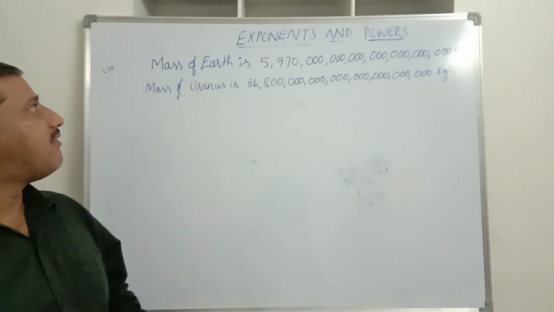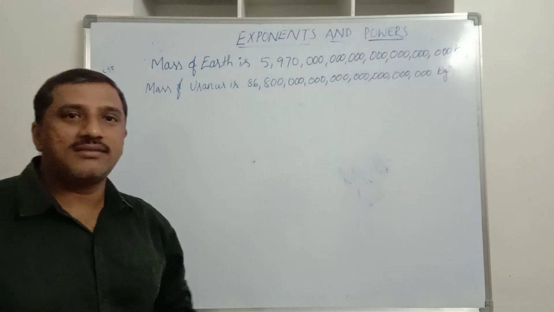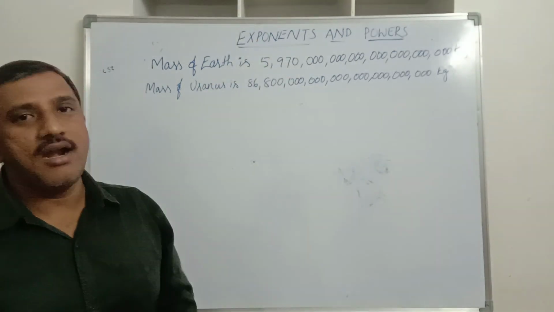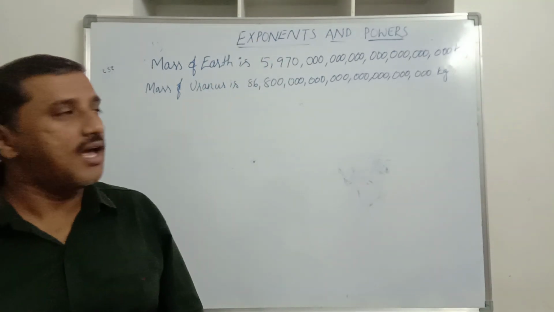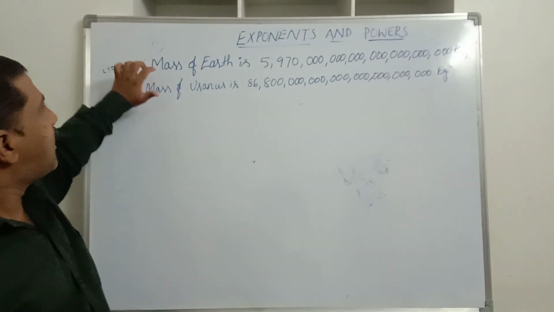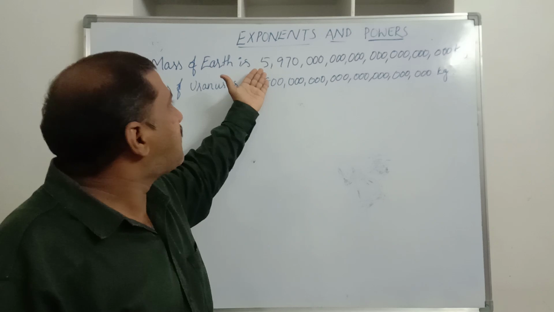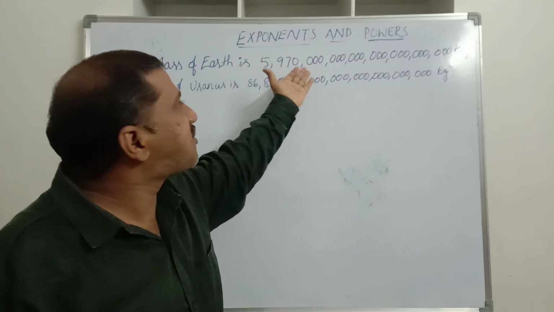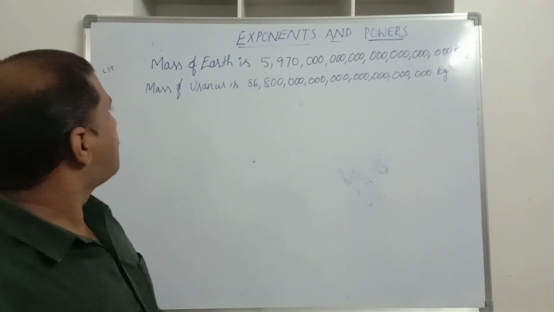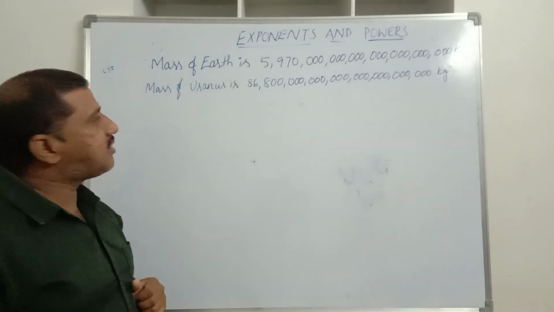So now we will study a new chapter called Exponents and Powers. You see here the mass of the Earth is such a big number. After 5, 9, 7, how many zeros? 22 zeros are there. A very big number, a large number.